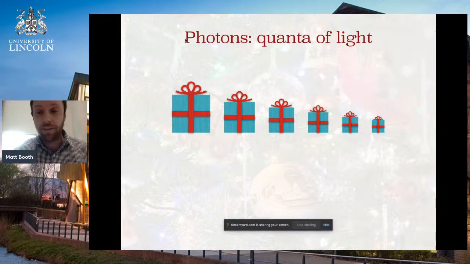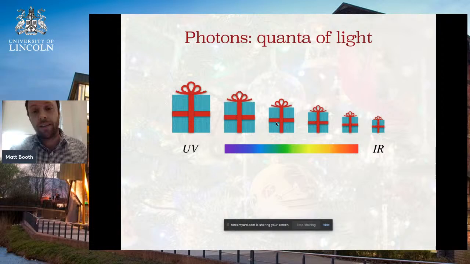And I'm going to talk about these as if they're kind of Christmas presents, right? So Christmas presents are packets containing a certain amount of stuff. So the size here doesn't actually indicate the physical size, it just indicates the energy. So right here we have small packets for the infrared photons, and they get bigger as we go through the visible spectrum, and they're biggest for these UV photons.